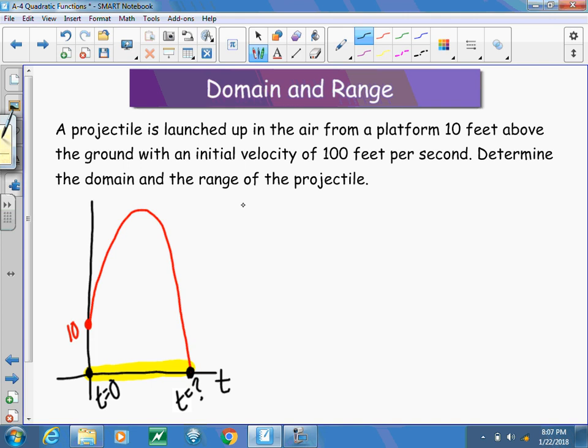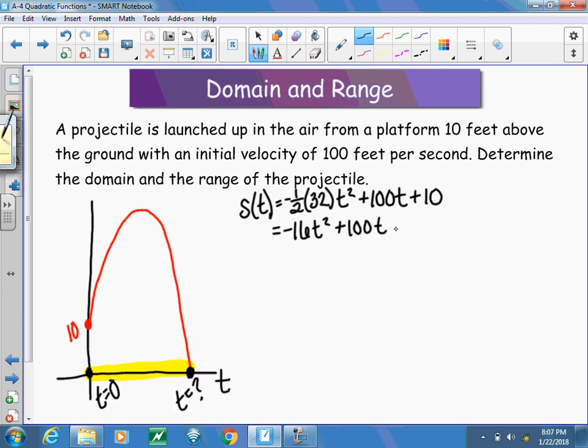And to answer that, when did the height become 0? So we're going to look at our function here of s of t, which is going to be taking negative 1/2, and I'm going to be using the 32 since my problem is working with feet. Negative 1/2 times 32 times t squared. The initial velocity is 100 feet, so 100t plus 10. If I want to simplify this out, I get negative 16t squared plus 100t plus 10. Now, this is not a problem that can be factored out, so I'm kind of out of luck there.